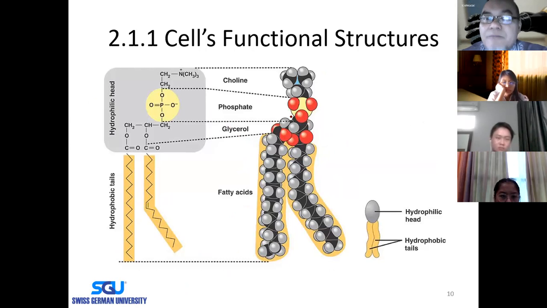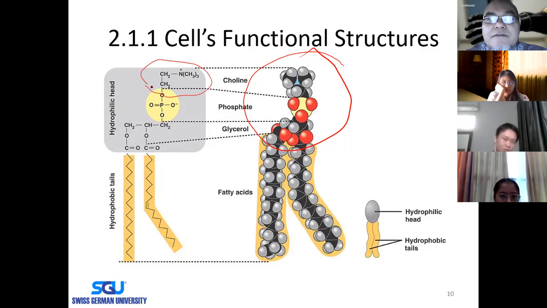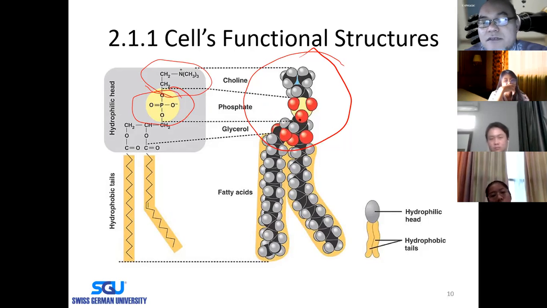So the round part in the previous slide is basically this choline phosphate glycerol structure. The choline structure contains this amino functional group. Then it has this phosphate structure in the middle, which is very polar, so it can make hydrogen bonding with the surrounding water, either in the extracellular fluid or in the cytoplasm. And we have the glycerol part, which is also polar because it contains a lot of oxygen. Oxygen usually has a negative dipole, if you remember your chemistry.